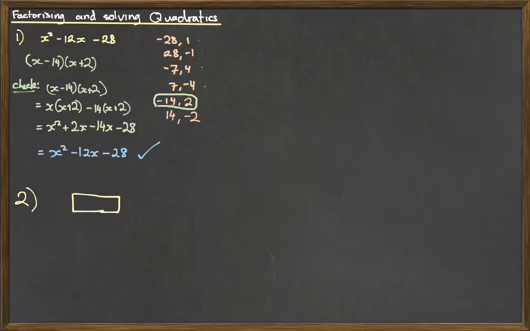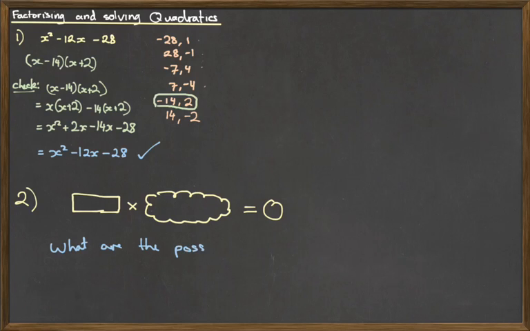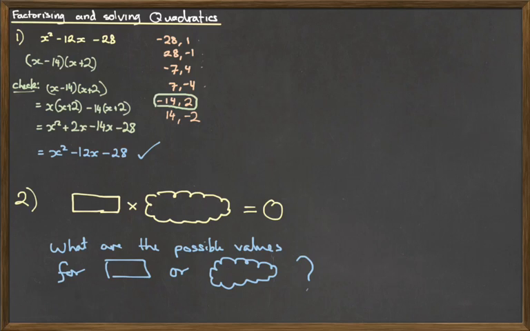Moving on. Question 2. Okay, the question is this. Now, it's a bit of a convoluted question, but bear with me. There is a reason for it. So, box times bubble is 0. What are the possible values of box or bubble? Okay, that's the question. Have a little think about that. Maybe pause the video for a moment while you think about that.